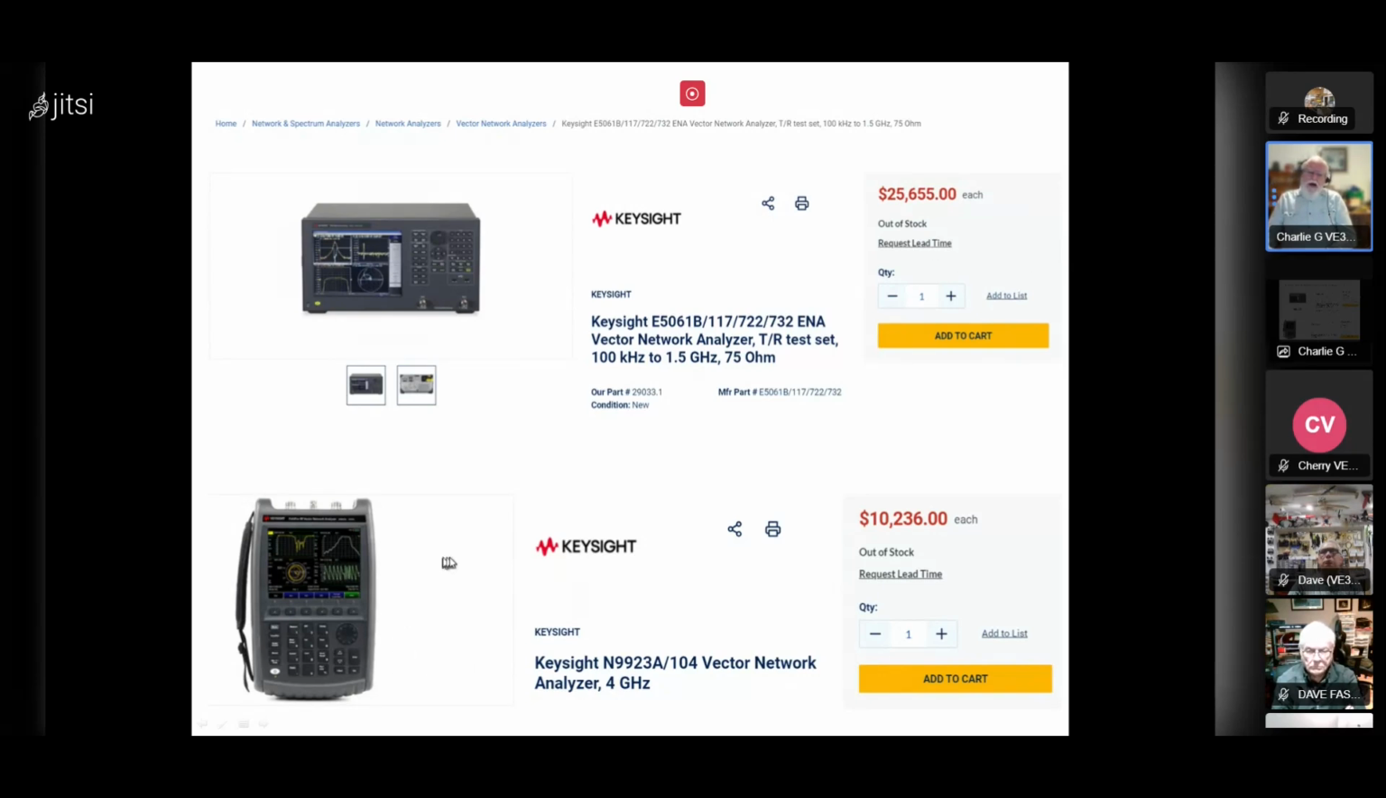The one on the bottom is a handheld portable unit. It goes up to 4 gigahertz. This one for the low price of $10,236. So these are not cheap devices. These bench devices, unless you're extremely lucky, tend to be beyond what the average amateur radio guy can afford.